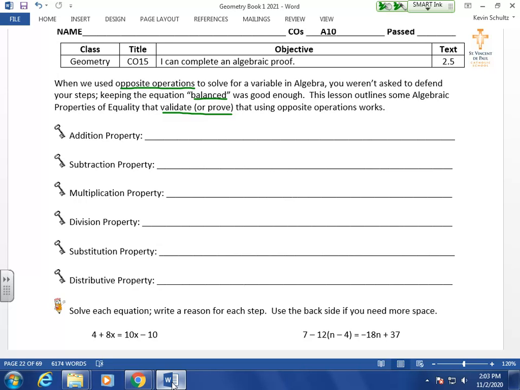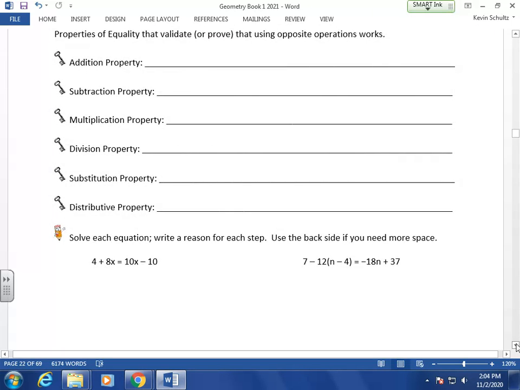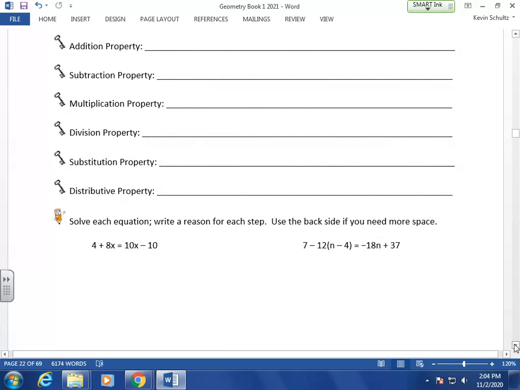I use the analogy of the science balance scale. Why do we subtract 5 from both sides? Well, it keeps the equation balanced. That's good enough for algebra, but if you're actually going to prove and defend it geometrically, then we have to use these properties here. These properties are things that you are going to be using going forward. They're all key points. They should end up on a help sheet, and they are going to be very helpful. You'll recognize the form that we're going to use too. Back to CO12, we'll be using conditional statements, if-then statements here.